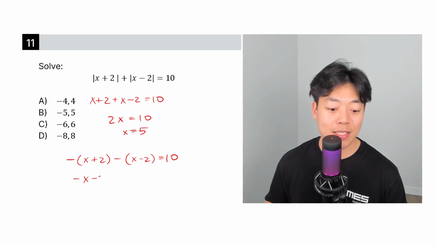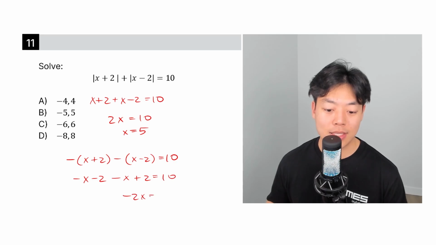Here we have negative x minus 2 minus x plus 2. We get negative 2x is equal to 10, x is equal to negative 5.